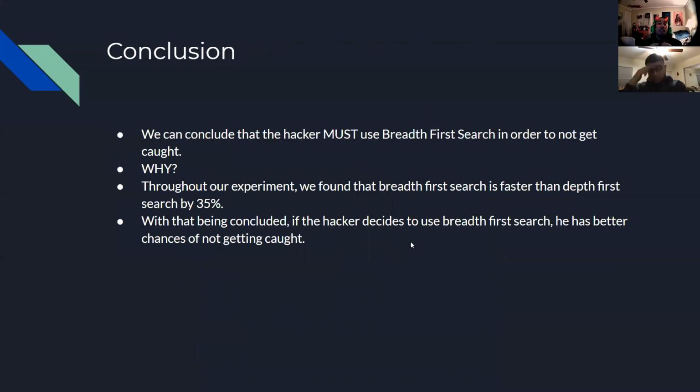And for our conclusion, we can conclude that the hacker must use breadth first search in order to not get caught. Since we are J&M Consulting Corporation, when the hacker came to us to ask which algorithm is faster, so that they can get access to the pictures folder without getting caught, we decided breadth first search. Throughout our experiment, we found that breadth first search is faster than depth first search by 35%. With that, if the hacker decides to use breadth first search, he has a much better chance of not getting caught when compared with depth first search.